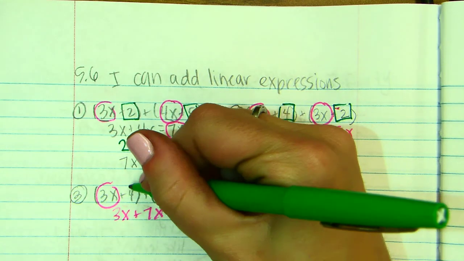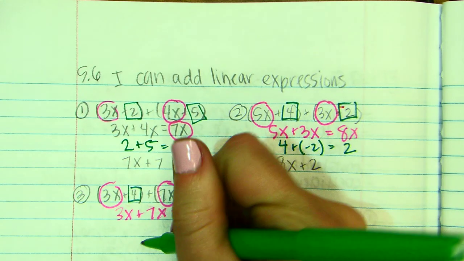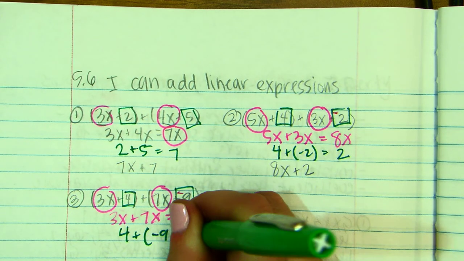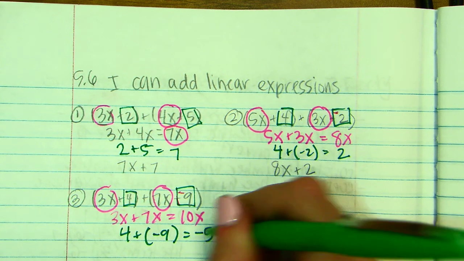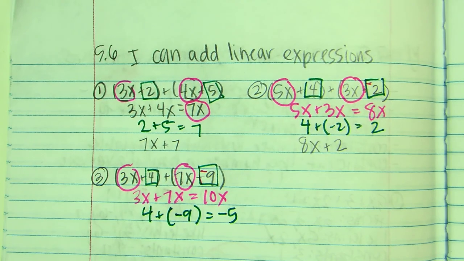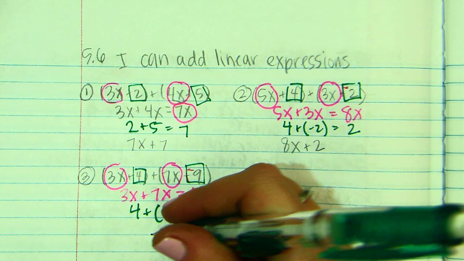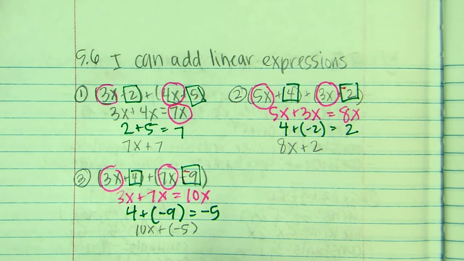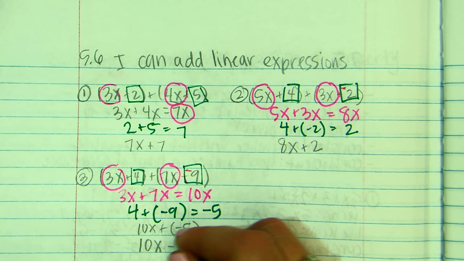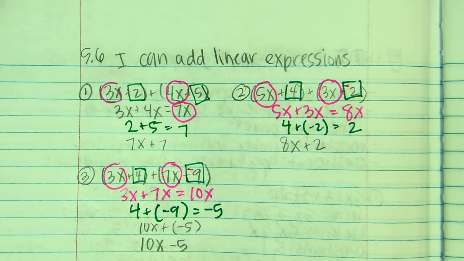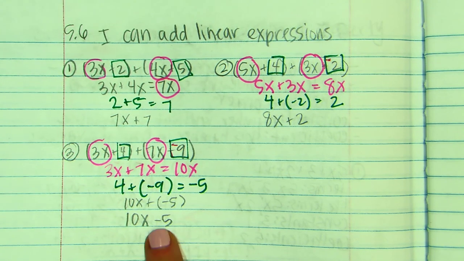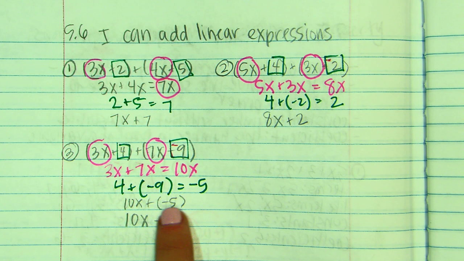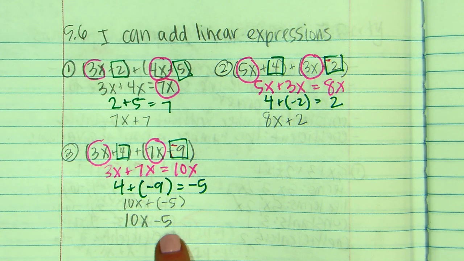And then here I have 4 plus negative 9. 4 plus negative 9 is negative 5. So when I put this together into one expression, my answer is going to be 10x plus negative 5, which simplifies to 10x minus 5. This is a minus because this was a negative. Even though I had a plus right here, I still have a minus in my answer because I had a negative 5 right here, and it simplifies to 10x minus 5.